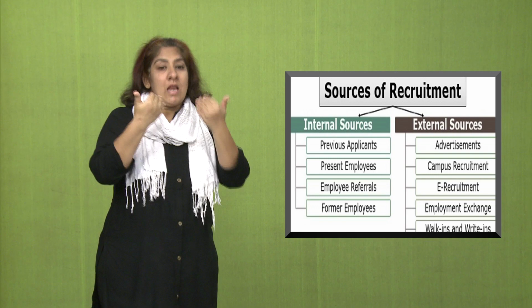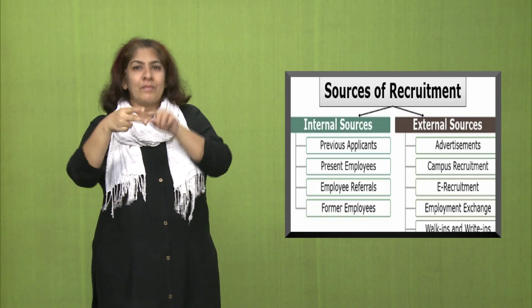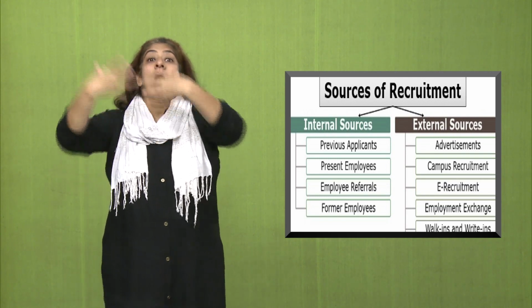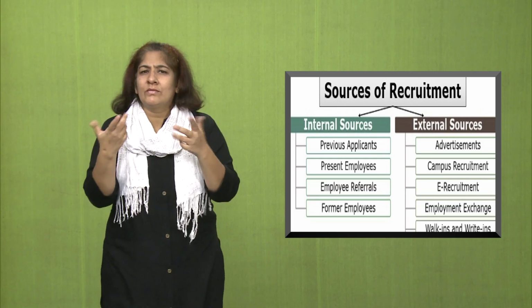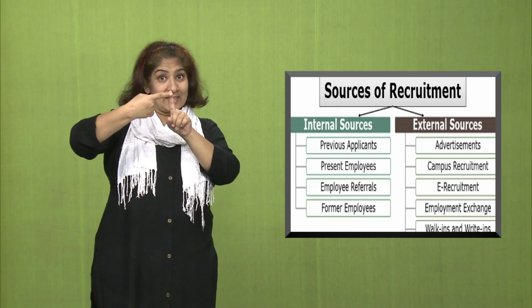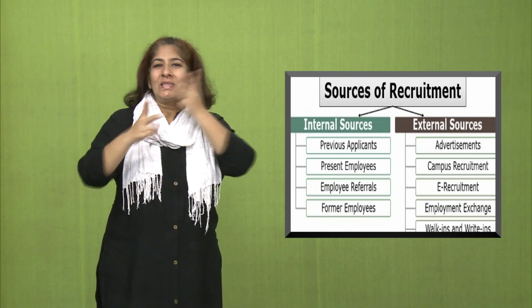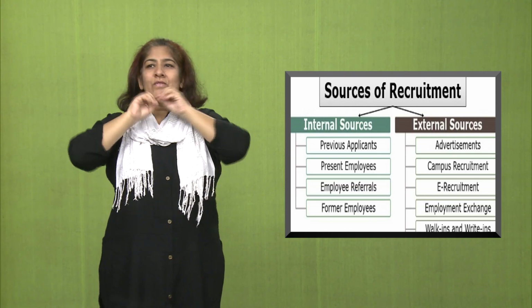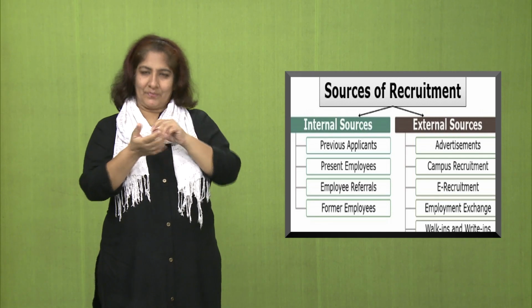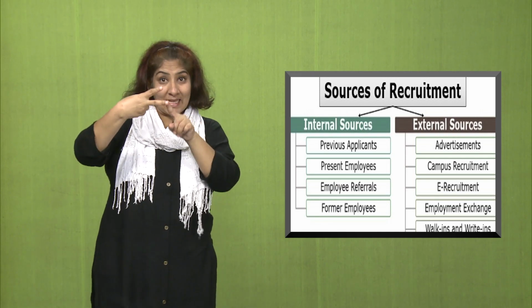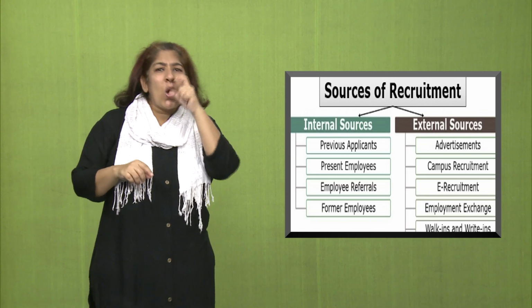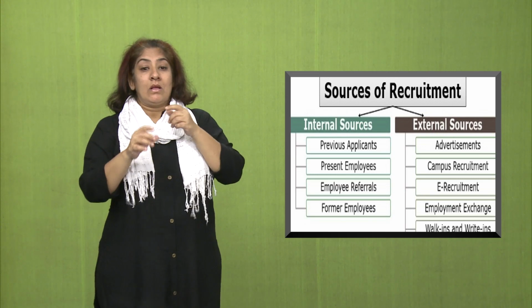Let's now understand the external sources. What does this mean? Like the word says, external sources means they are coming from outside. So the first point is advertisement. For example, there are various publicity or marketing methods which are used to make people aware about the company so that they can apply.